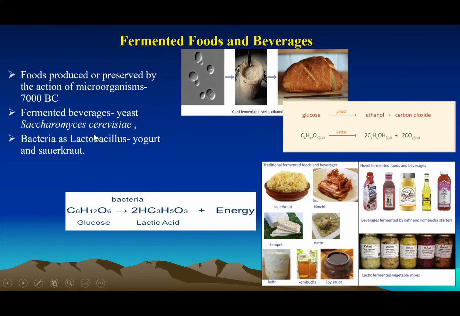So lactic acid is responsible for the sour taste of kimchi and sauerkraut. All these are fermented foods: natto, tempeh, kombucha, and kefir. So we have yeast fermentation to produce alcohol, and we have bacterial fermentation to produce lactic acid. So the science of fermentation is called zymology.